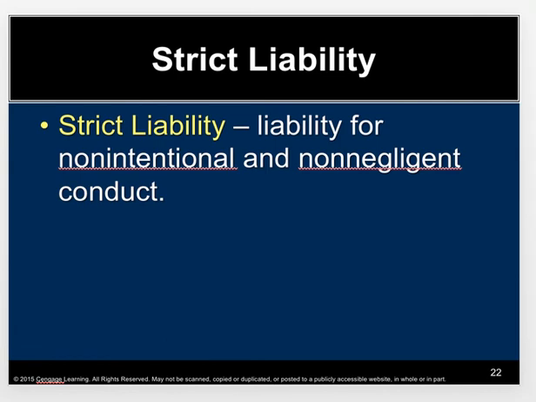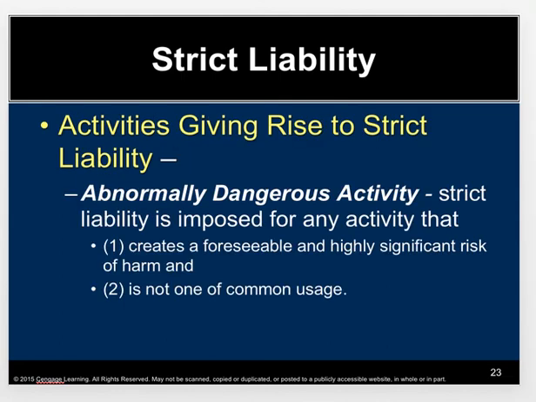Strict liability is the liability for non-intentional, and the key factor there is that it has to be non-intentional, and non-negligent conduct. In other words, you didn't intend the harm, and in fact, you took every precaution. You were not negligent. You took every precaution, but you're still liable. That's what makes strict liability so harsh, and why we limit it to certain situations and certain activities. So what are those activities that give rise to strict liability?